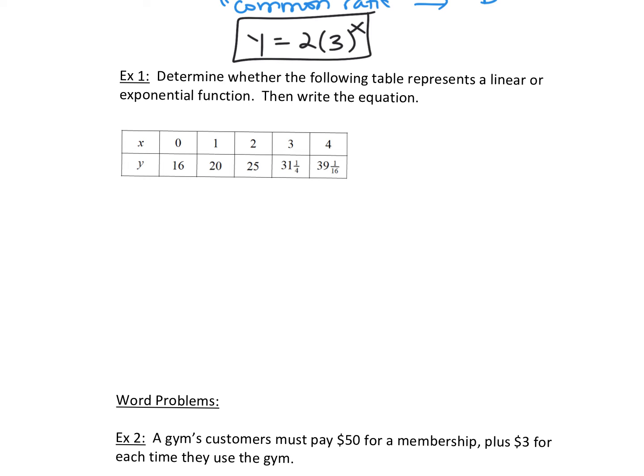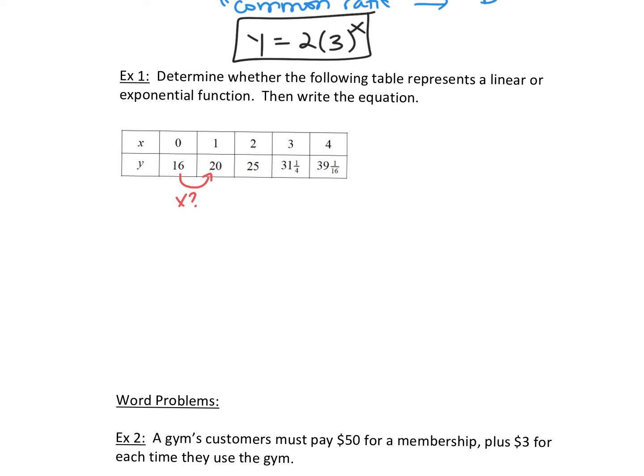If it's exponential, then they're multiplying by the same amount. But I can't easily figure out 16 times what is 20. Maybe you can, maybe you can't. Most students at this age are not figuring out what that is. So think to yourself, how can I figure out what they multiplied by? 16 times what is 20?